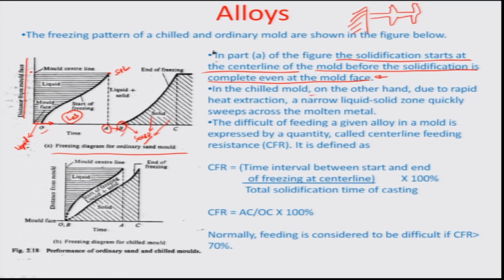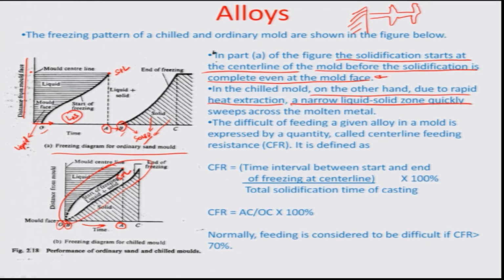So, in the chilled mold, on the other hand, due to rapid heat extraction, this region of the solid plus liquid gets narrowed down, because of which obviously the mold face would have completely solidified before the center line would start the solidification. Look at the points, for example, O and B are more or less similar. So, it is an immediate sort of freezing of the mold face, and then the point where the solidification would start to happen on the center line is at A. So, A is far beyond in terms of time. It is at a much later point of time in comparison to O and B.